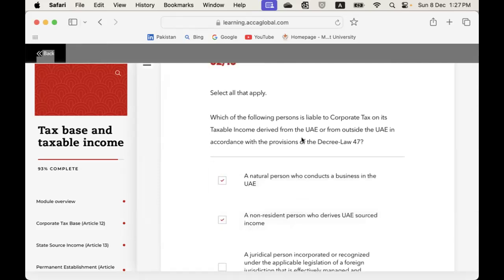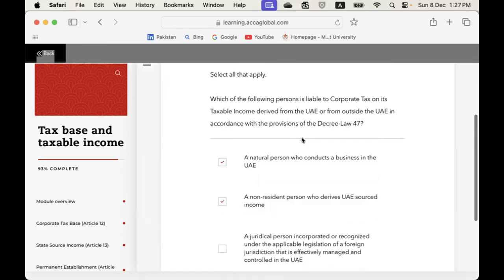The only thing is that he is not required to register, unfortunately. It doesn't mean that he's not subject to tax. If he does not register, he has been kind of given a way around it, but he is subject to tax.